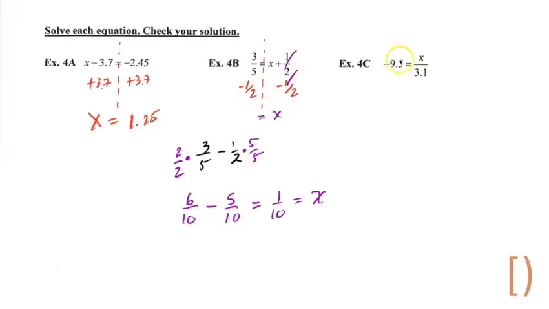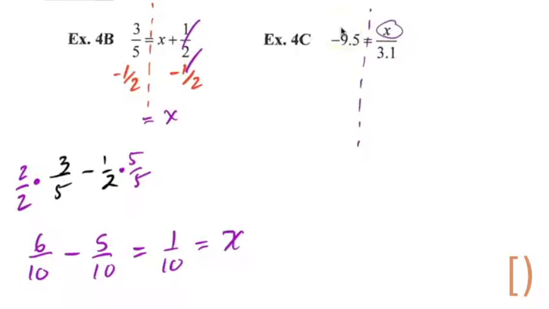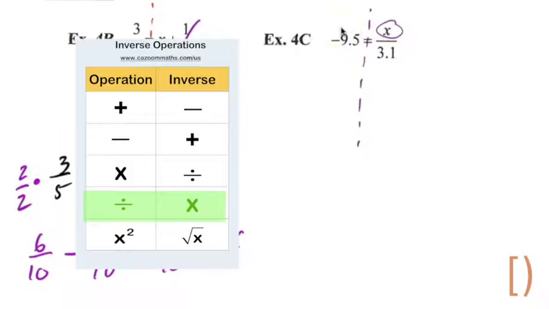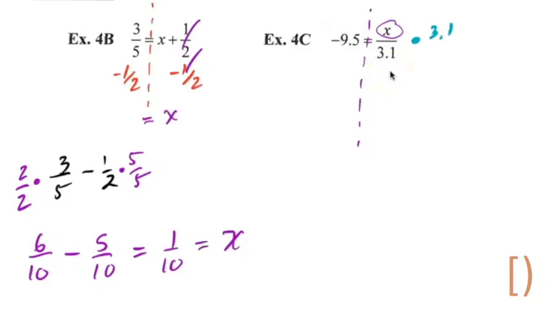Same thing I would say here, right? If I was going to solve this, here's my x. There's my equal sign, so there's my wall. You want to get the x by itself, so right now it's being divided by 3.1, so you do the opposite. Multiply by 3.1. I do not know what negative 9.5 times 3.1 is. I would have to use my calculator to plug that in.